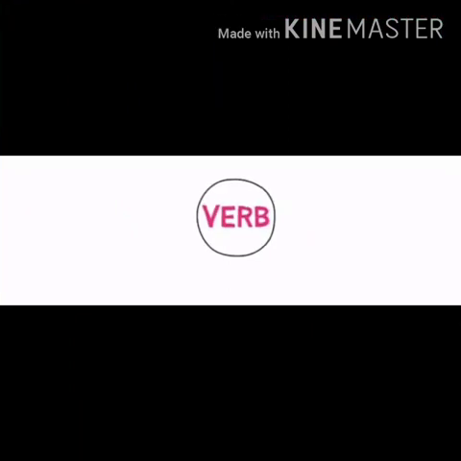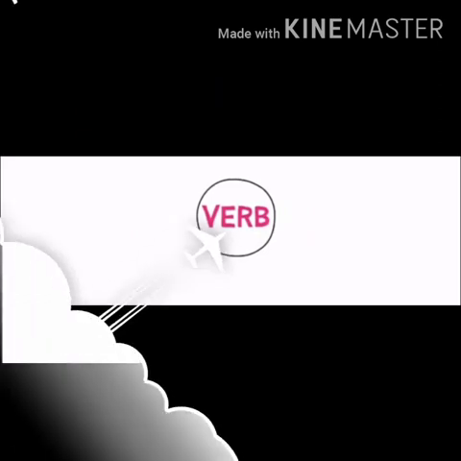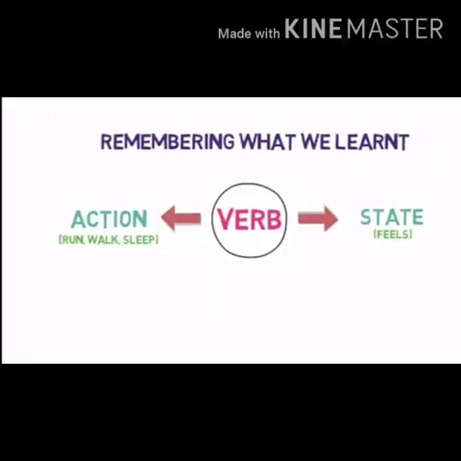Now, what are verbs? Verbs tell us two things about the subject. First is action. Action performed by the subject. For example, run, walk, sleep. Second is state. State of subject. For example, feel.